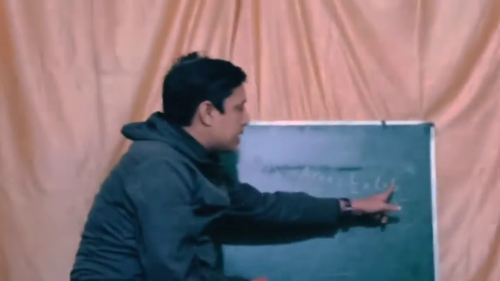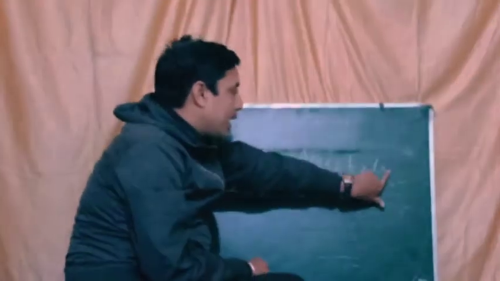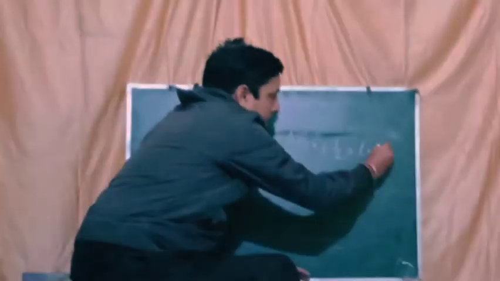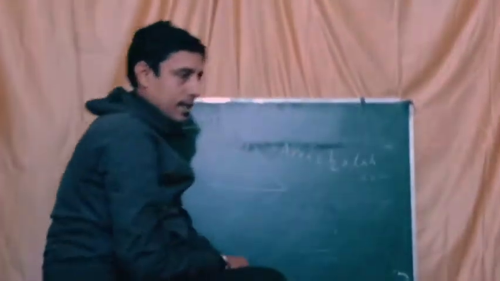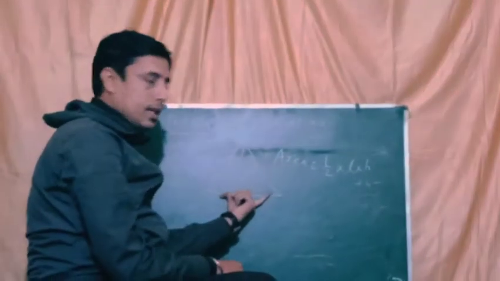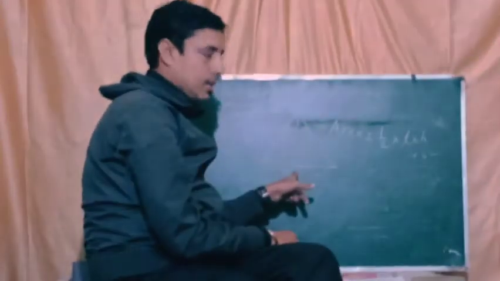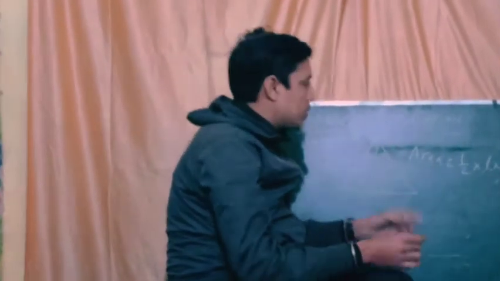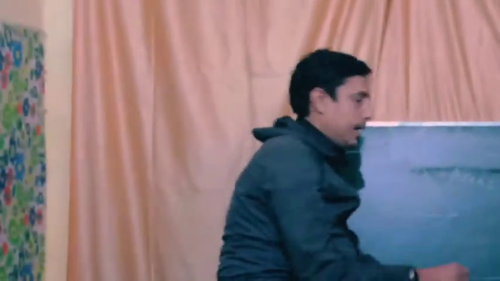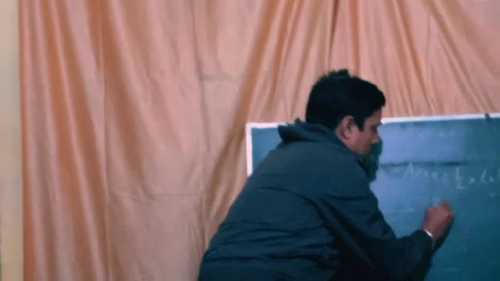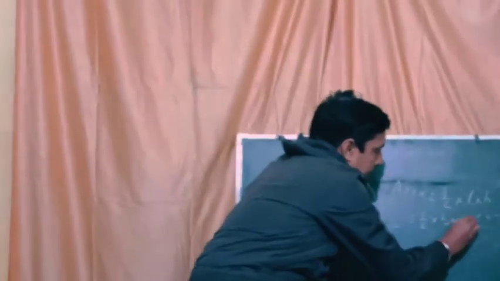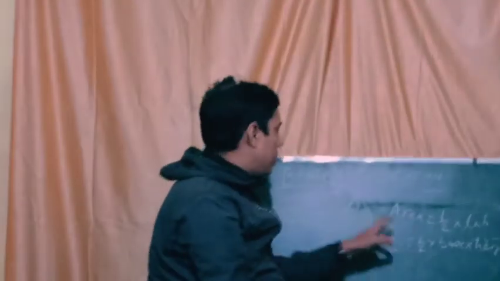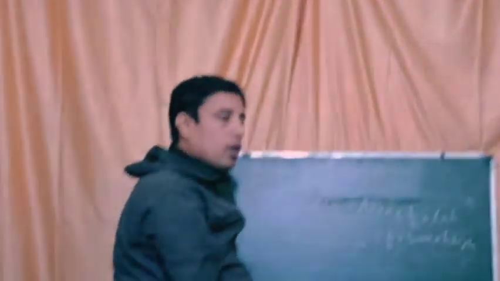Okay, so instead of breadth, you can see here it is height, length into height. So this would be the length, this would be the height, or you can say base also, whatever. So 1 by 2 into base into height. So this is how you calculate the area of the triangle.